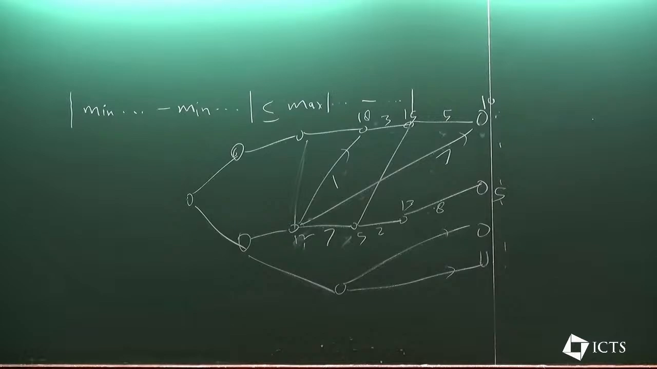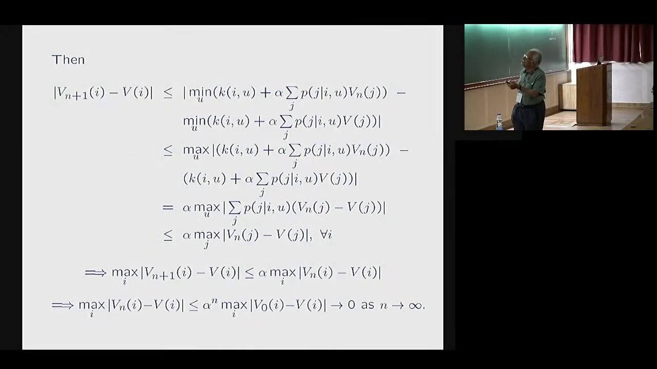If I pull the max outside and get rid of the min, then the k cancels, alpha comes out, and you have this. Now, because this is a transition probability, I can pull the max inside by putting an inequality, and the sum over j of p(i, j, u) is 1, so that goes away, and you have this. Then I take the max over i on the left-hand side. I find that the max norm between V n plus 1 and V n is going to 0 exponentially. So it's an exponentially fast algorithm.